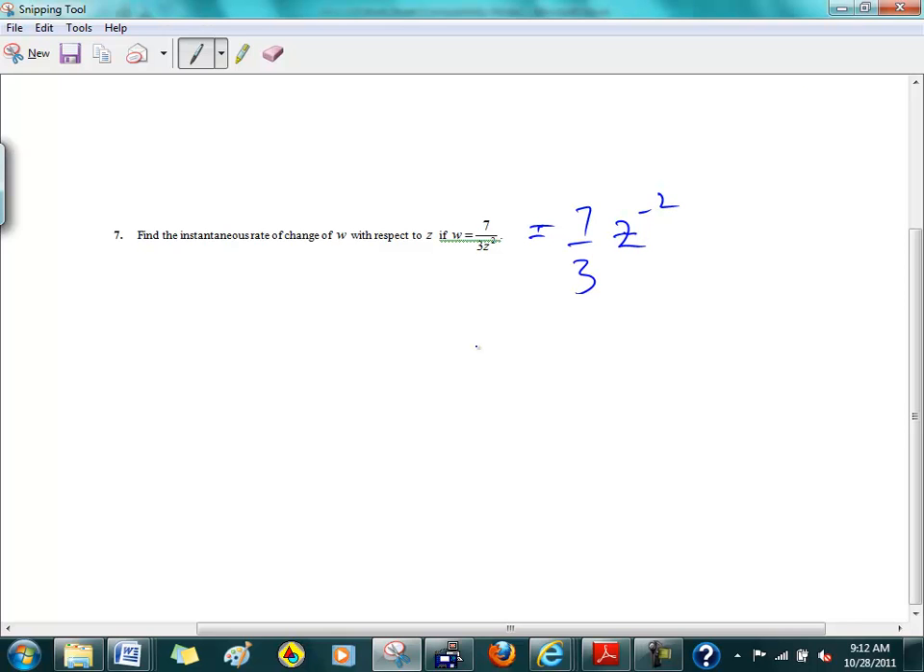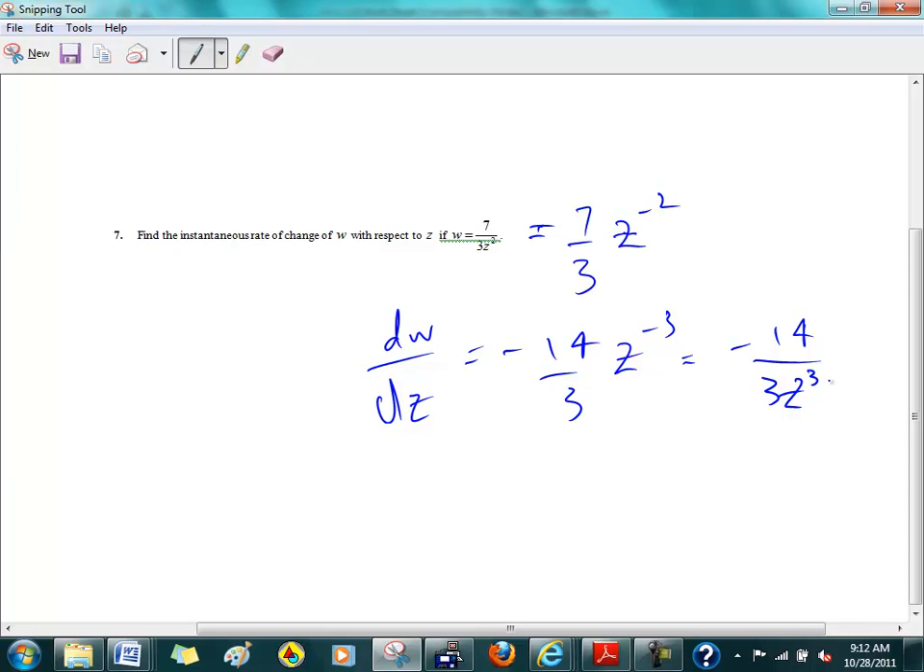Yes? And you know how to differentiate this. What do you get? Hello? Negative 14 over 3 z to the, which is equal to negative 14 over 3 z cubed. So maybe it's a language you didn't understand. Rate of change is a derivative. That's what derivatives mean. Okay, you guys all right there?